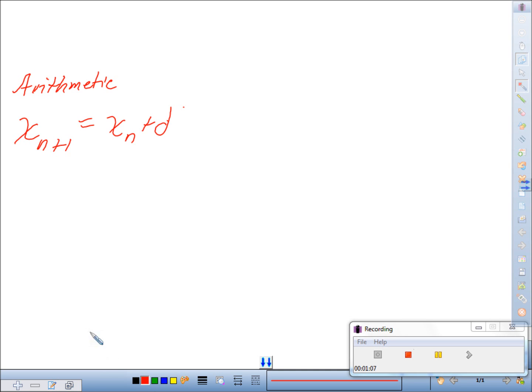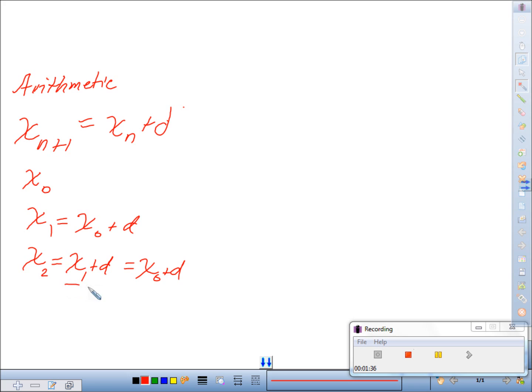So I always start at some x naught or x sub 0, okay? And if I want to look at what happens in the first population, then that's x naught plus b, right? If I want to know what happens in the second population, then that's x1 plus b. Now, x1 is the same as x naught plus b, right? And then we have a plus b. So altogether, what happens in the second generation is x naught plus 2b.